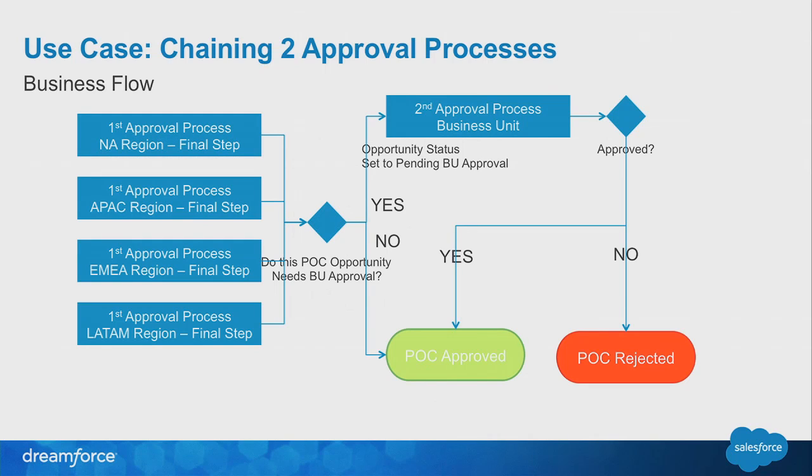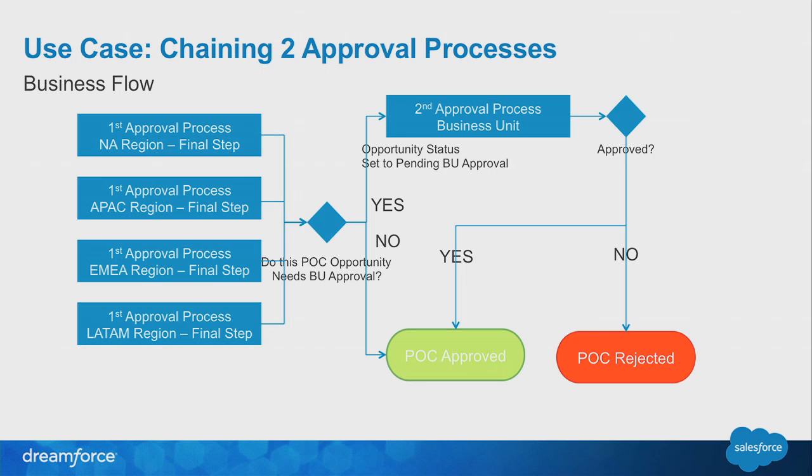So our business flow is going to look something like this, right? Of course, the problem was very simple, right? For us, in Red Hat, we have a huge organization, so it's not as easy as it seems. We have first an approval process that is a regional approval process, right? And after this process is done, depending on certain criteria, we are going to have another approval process, right? So if this opportunity needs business unit approval, it's going to go to a second approval process.